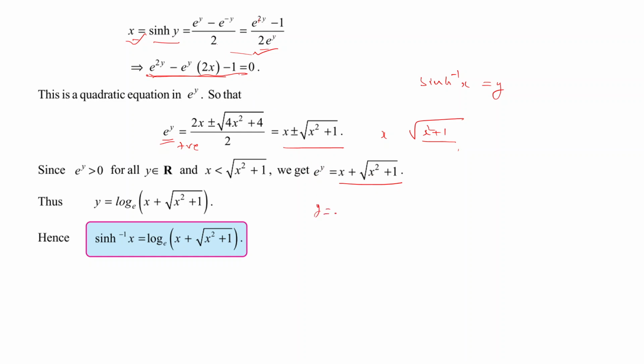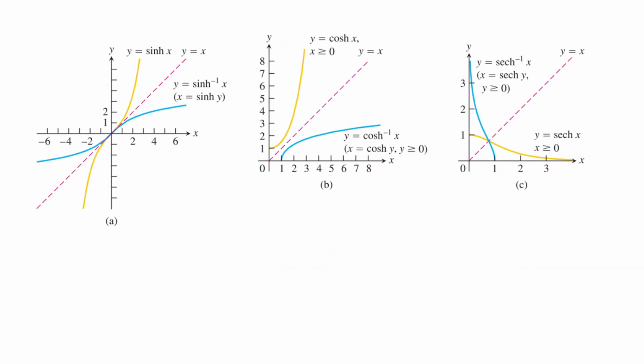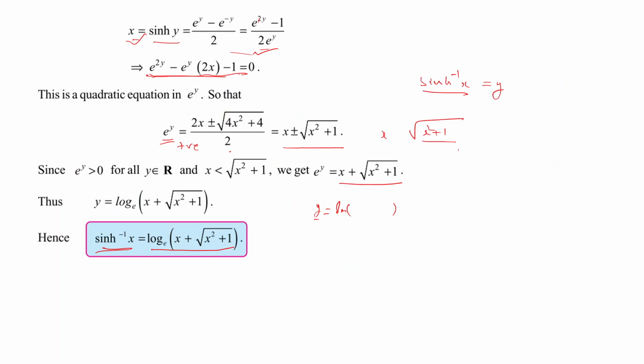What is y? y equals ln of this thing, the natural logarithm of this thing. But what is our y? y is our sinh inverse x. We depicted it like this, but in fact, that function is actually this. So whatever graph we are talking about, this graph is ln of x plus under root x square plus 1, right? That is actually the graph of that one.